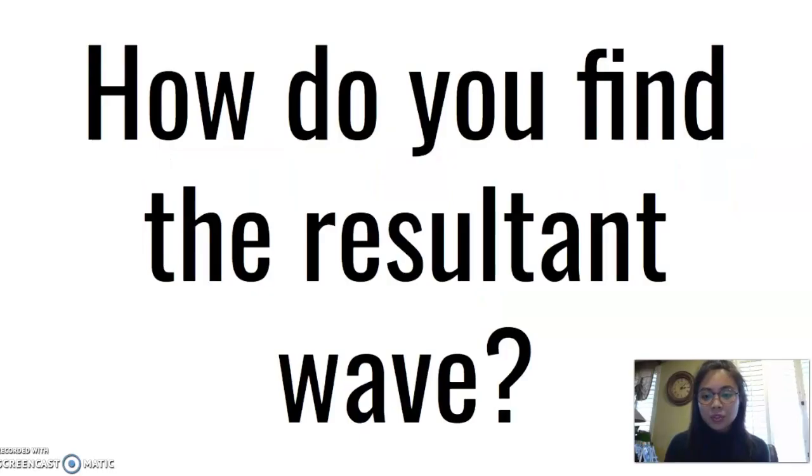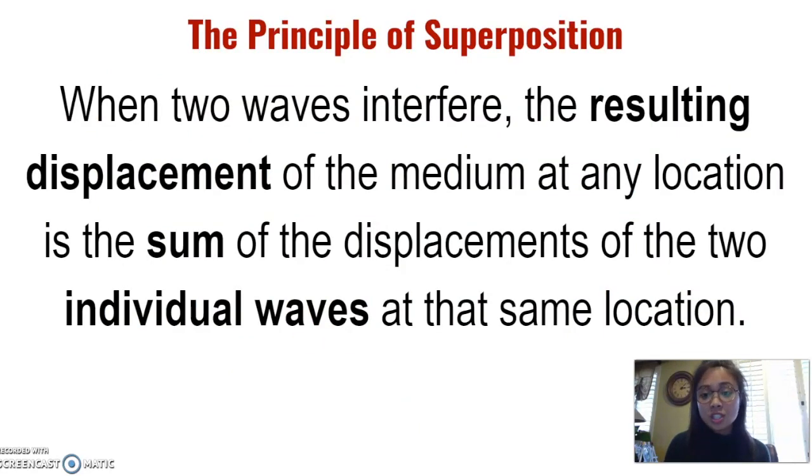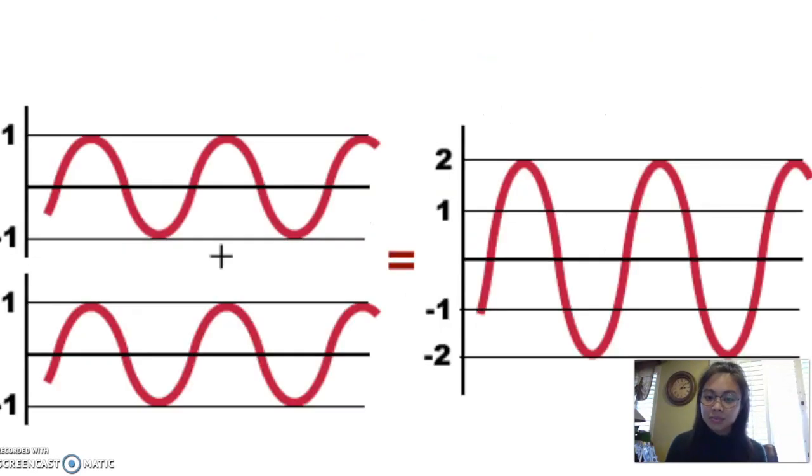So all the examples from before might lead you to ask this question. How do you find the specific values of the resultant wave or the wave sum? The answer relates to the principle of superposition. The principle of superposition states that when two waves interfere, the resulting displacement of the medium at any location is the sum of the displacements of the individual waves at that same location. Let's look at some examples.